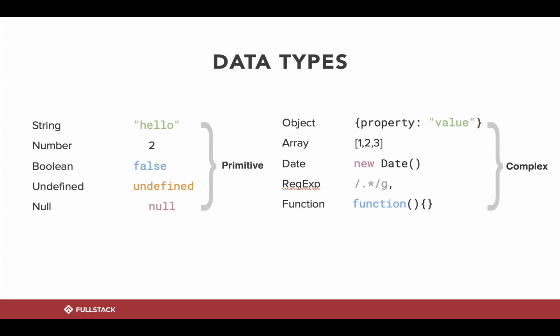You have arrays. Arrays are ordered lists. So here we have an array that is 1, 2, 3. The fact that they're in a specific order matters. You have dates, which are like the computer's system clock. You can get dates and times, things like that. Regular expressions are ways to match values. We will not have to worry about regular expressions in this class.